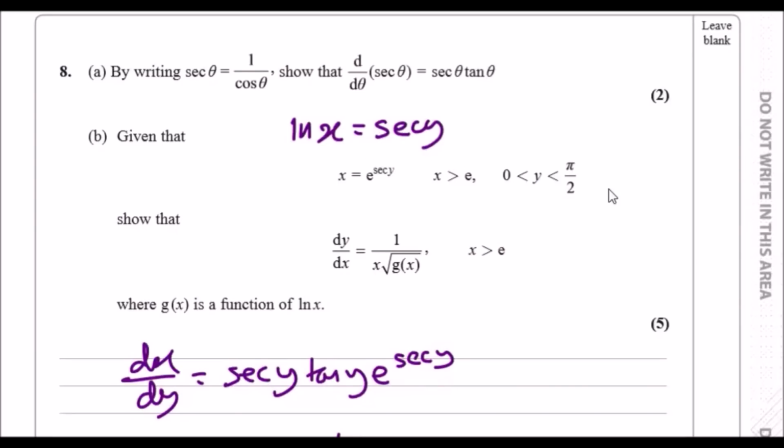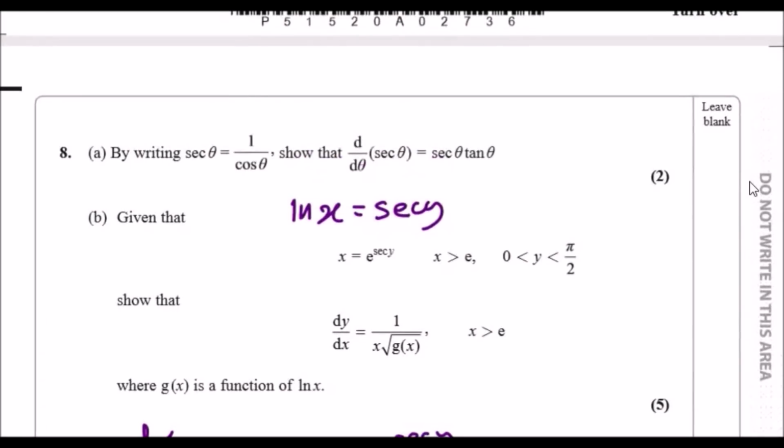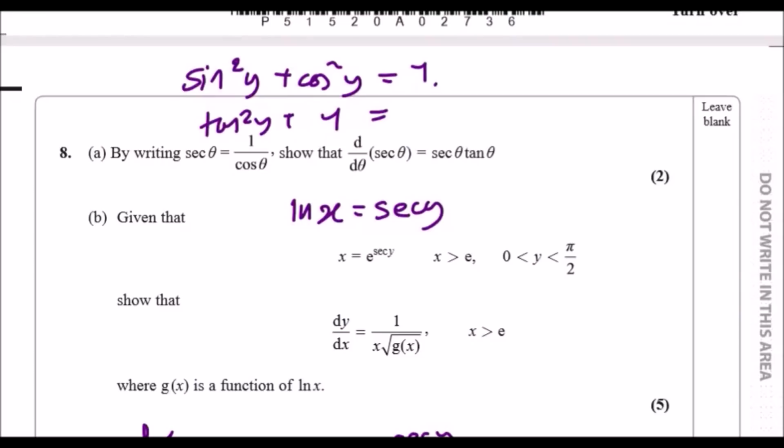You could use another relationship. So remember how we had the trig identity? We had sine squared y plus cos squared y must equal 1. You can make one in terms of sec and tan. To do that, all you do is divide everything by cos squared, and this is going to become a tan squared, because sine squared over cos squared is tan squared. Cos squared over cos squared is 1. And 1 over cos squared will give us sec squared. Okay? And since we know what sec y is, it's going to be ln x all squared.